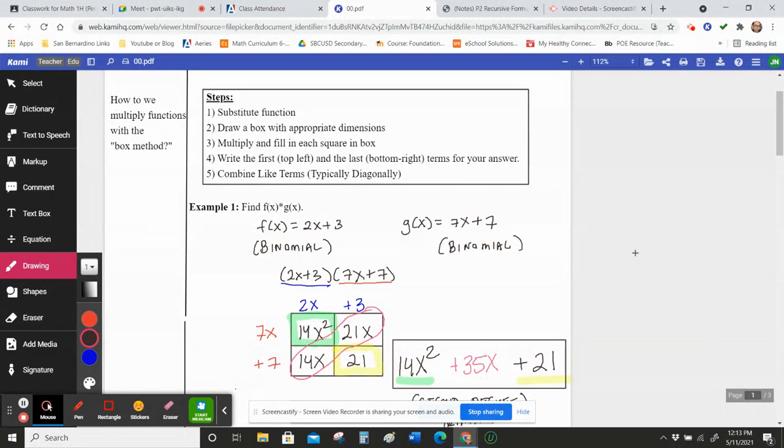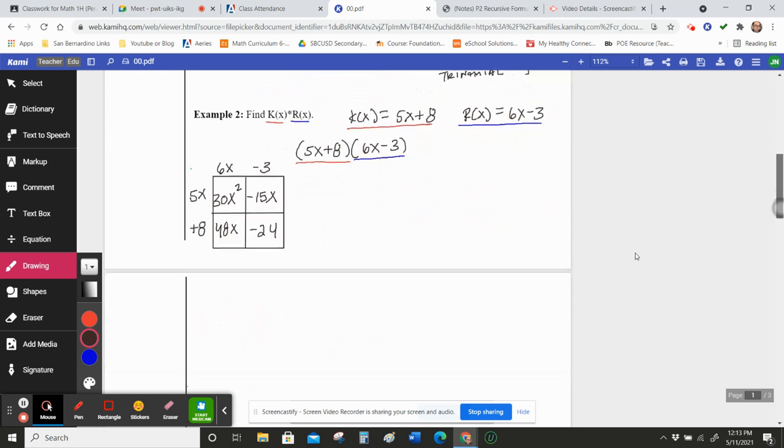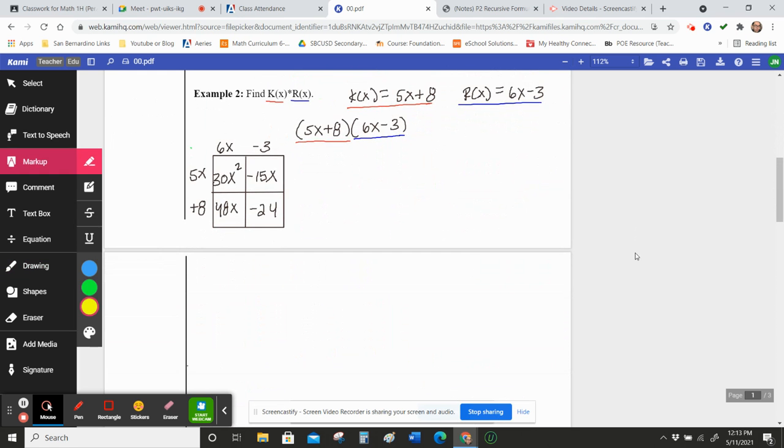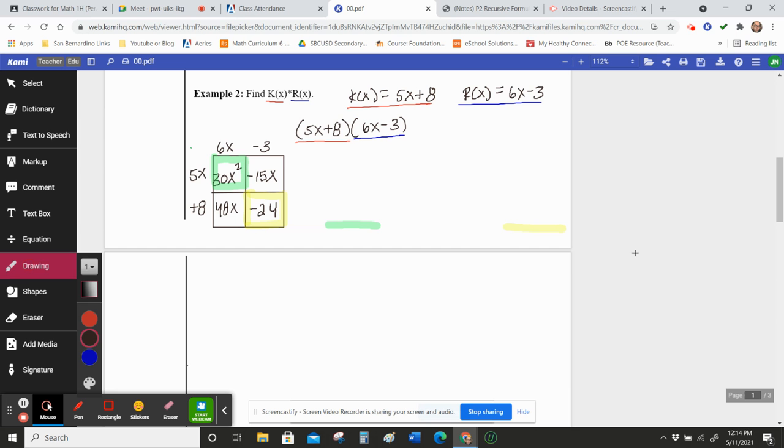Next thing we need to do is write the first term and the last term, and then combine like terms. So the first term that I have here would be the top left corner, always. That first term is equal to 30x squared. That's not going to change, so we're going to write that as our first term. The last term in this example is the bottom right, which is the negative 24. We're going to write that as the last term. That's not going to change because there's nothing to be combined with that. Oops, that should be a 30.